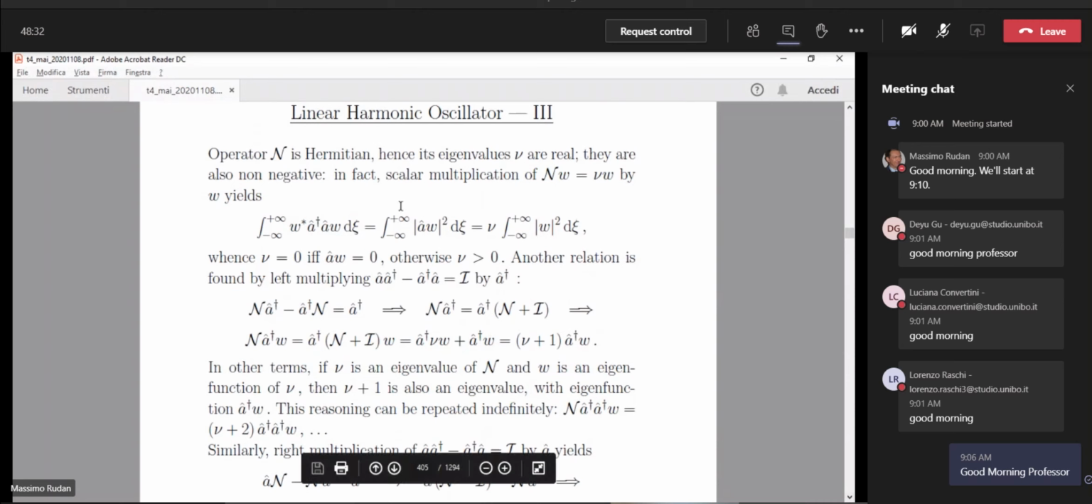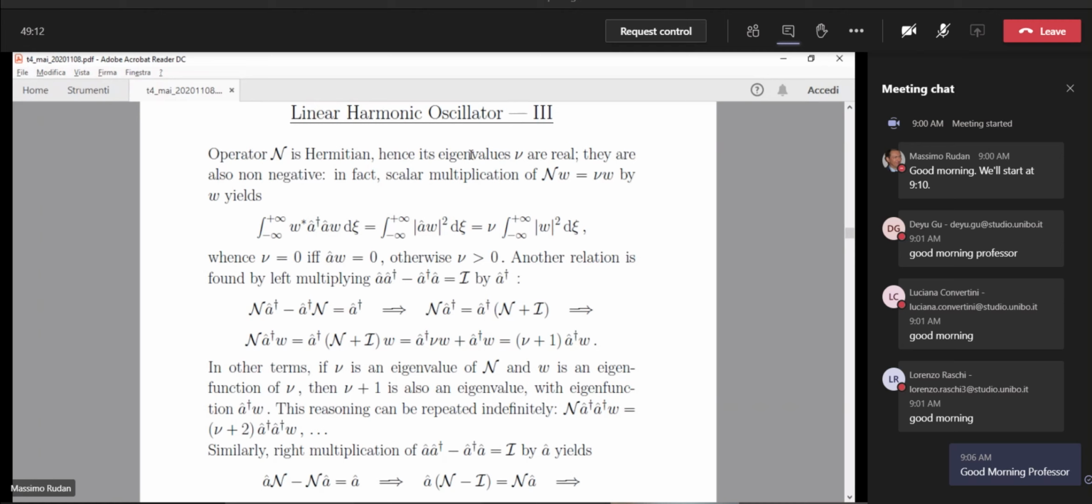eigenvalues. Okay, so N is Hermitian, so we know for sure that the eigenvalues Ni of the number operator are real, because Hermitian operators have real eigenvalues. And another property that must be calculated, we shall do it now, is that the eigenvalues of N are non-negative. So they are real positive numbers.